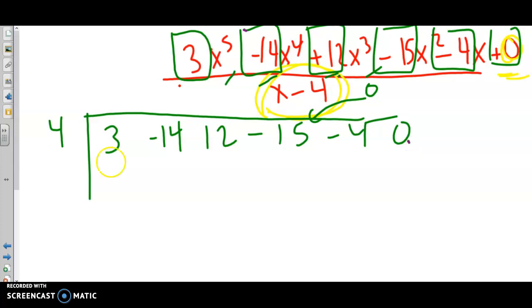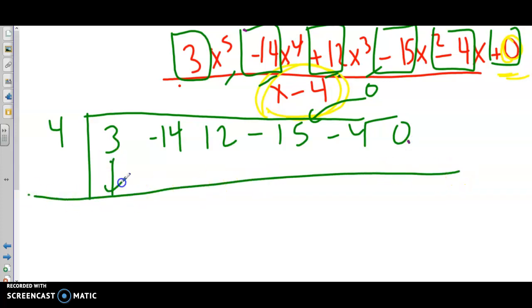Now, here's how it works. First, you just drop the first number. Always drop the first number. That's going to be 3. Then, we multiply diagonally. 4 times 3. And what do we get? 12. We put that up here. And instead of subtracting, we combine. So we have negative 14 and a 12. That combines to a negative 2.